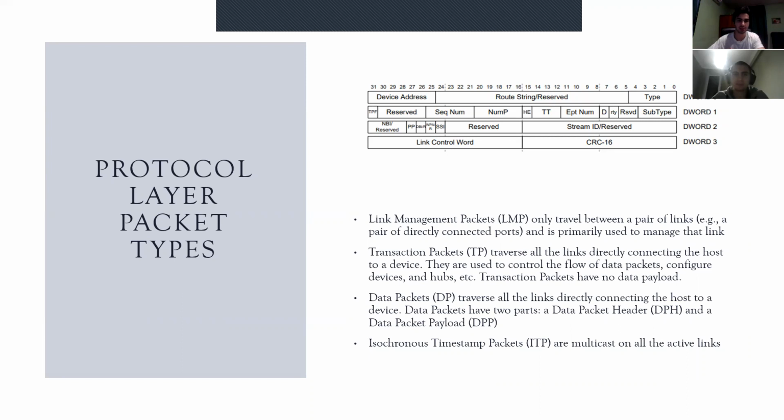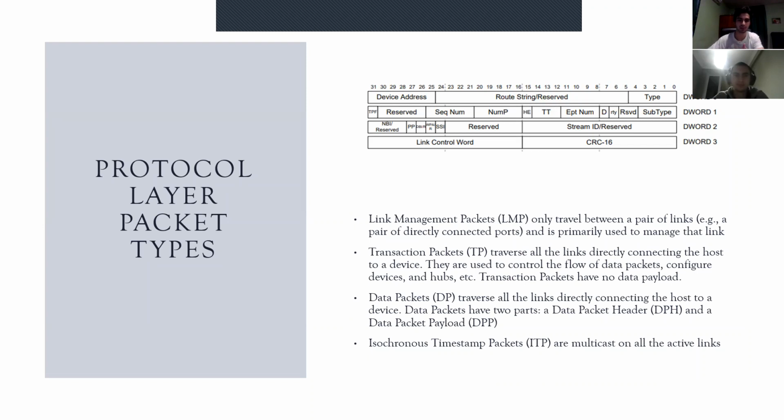The third one is data packets, DP, which traverse all the links directly connecting to the host or a device. Data packets have 2 parts, the data packet header, DPH, and the data packet payload, DPP. And the fourth one is isochronous timestamp packets, ITP, which are multicast on all the active links. All packets consist of a 14-byte header followed by a 2-byte link control word at the end of the packet. All headers have a type field that is used by the receiving entity, which can be a hub, device, or host, to determine how to process the packets.